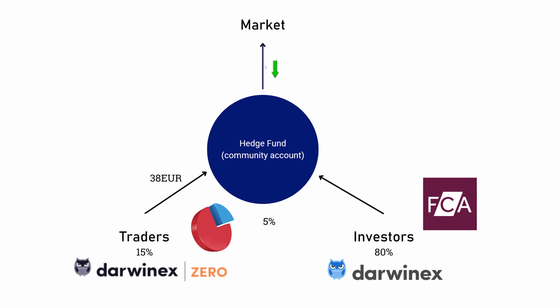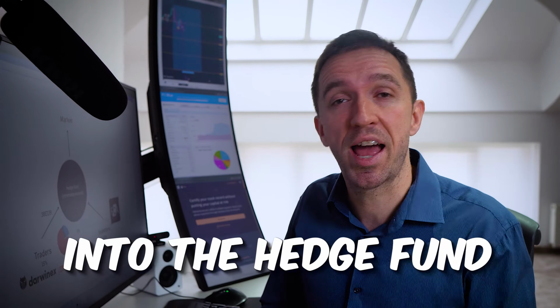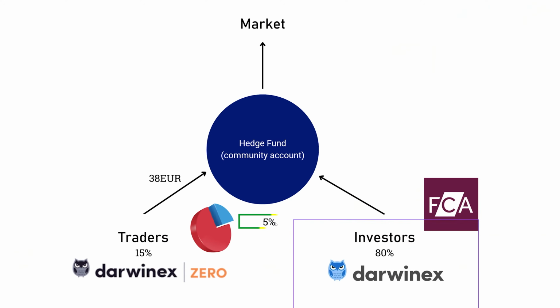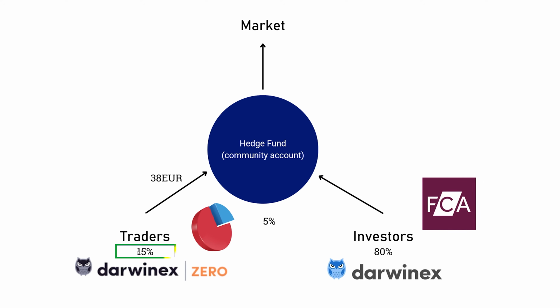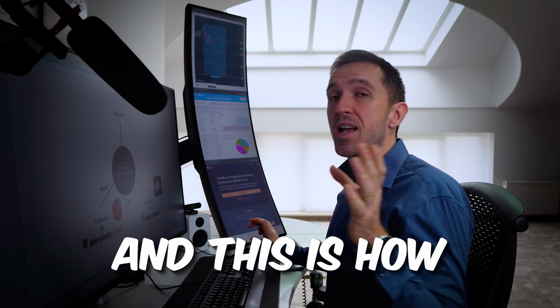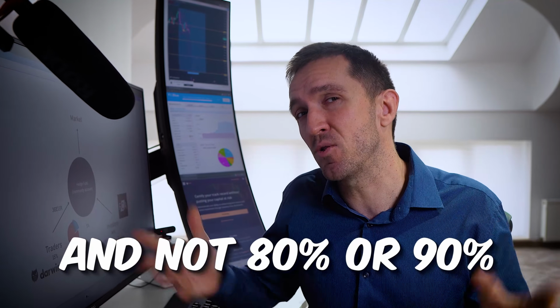However, if the trades are positive and the hedge fund makes money, 80% go to the investors, because they won't put their money into the hedge fund if they don't get 80% of the profits. However, 5% stay with the hedge fund for the service, for the platform and everything they do, and 15% are left for the traders. Or in other words, this is 75% of what is left after the investors. And this is how hedge funds work. This is the realistic payout and not the 80 or 90% that the prop firms offer.